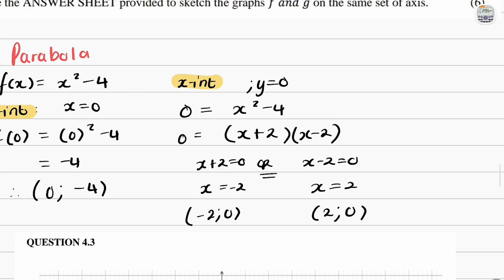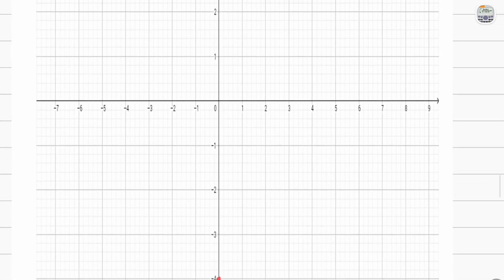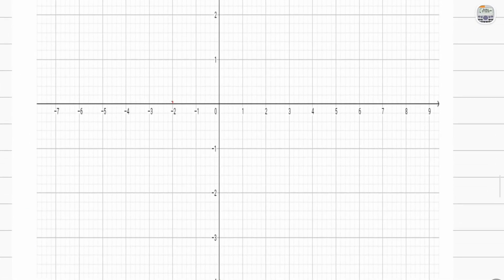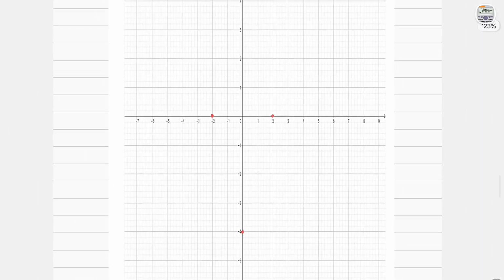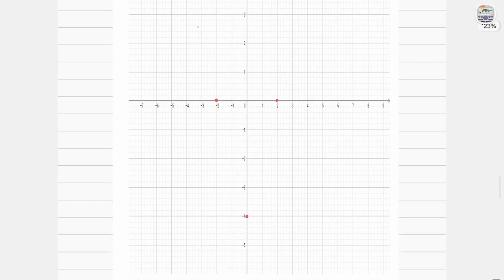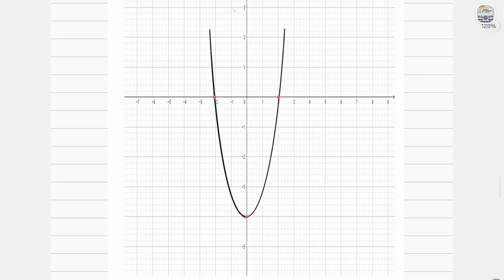And we also have -2 and 2. So it's -2 and 0, that is -2, and then 2 and 0, and that's 2. So just join your parabola. It's going to go down like that and then up. So that is our parabola, and that is f.